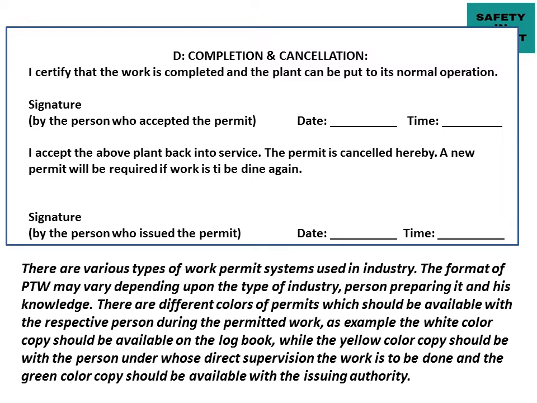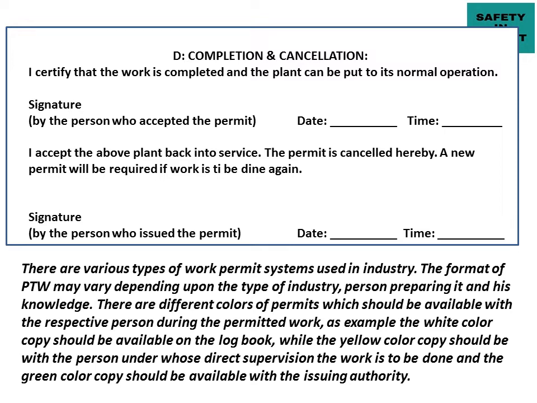So, this was all about the format of a general work permit, and the work permits are of various types: hot work permit and vessel entry permit, confined space entry permit, electrical isolation certificate. All these are different work permits, and the contents of that permit will vary according to the work which we have to carry out. So, there are various types of work permit system used in industry.